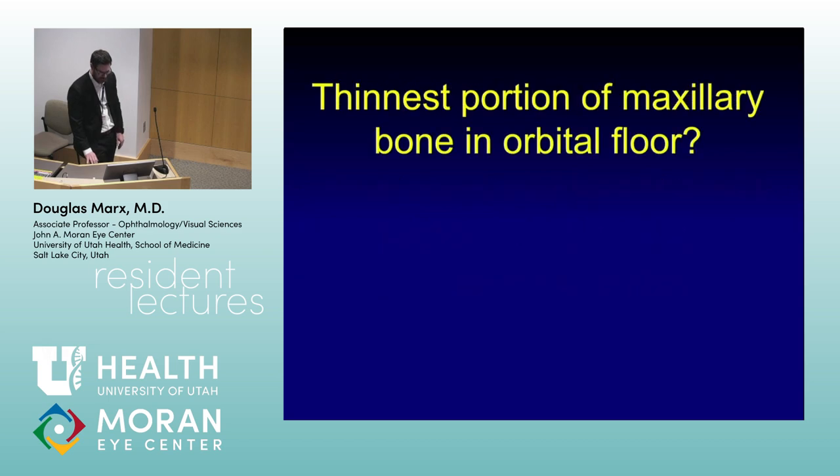Okay. Thinnest bone, or thinnest portion of the maxillary bone in the orbital floor. Pretty sure. So where is it most commonly fractured? Right there. Most commonly fractured orbital bone, the floor. The ethmoid is actually the thinnest, right, in the lamina papyracea. But this is actually the most common place you see a fracture.